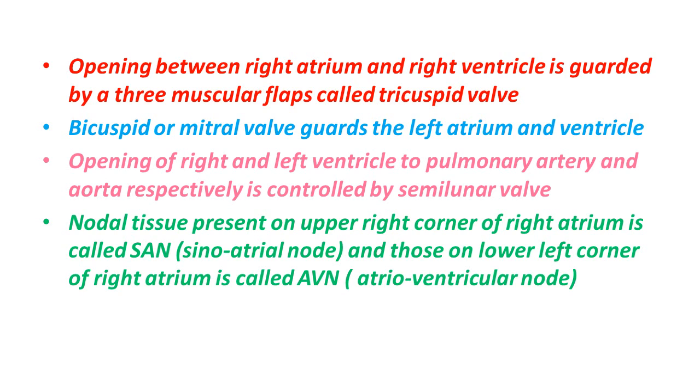Another mass of this tissue is seen in the lower left corner of the right atrium, close to the atrioventricular septum, and it is known as the atrioventricular node. In short, it is also known as AVN or AV node. So this way, this type of nodal tissue is present in the structure of the heart. It's a specialized cardiac tissue, a nodal structure, of two types, SA node and AV node.